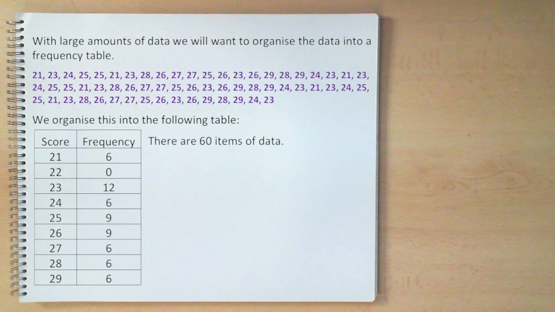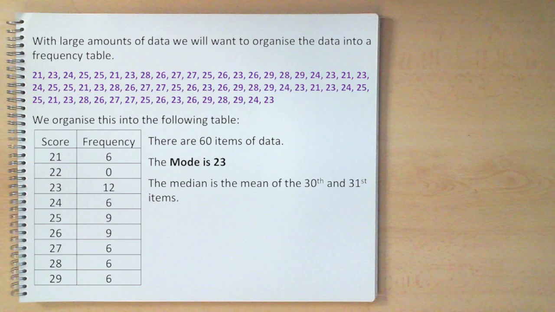Now we have the frequency table, we can see straight away that the mode of the data is 23 because it's the largest single item of data. It's got 12 data items. The median, because there's 60 data items, is the mean of the 30th and the 31st items. So we need to find out whereabouts they are in this table.